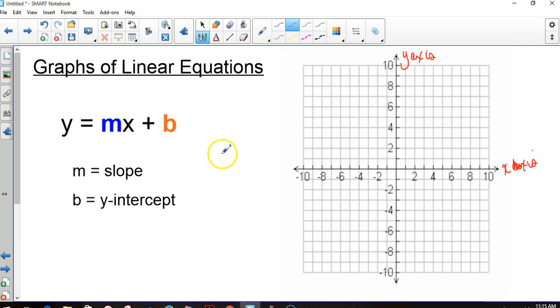And so if I wanted to graph all of the solutions for the equation we saw on the other page, 3x plus 6 equal to y, I could begin at b on the y-axis, and here's my b, which would be at the 6, and then move according to the slope.